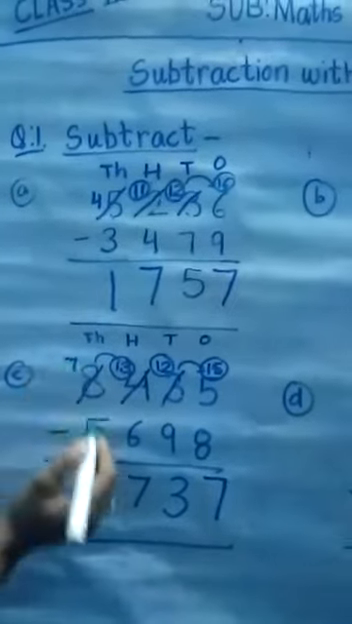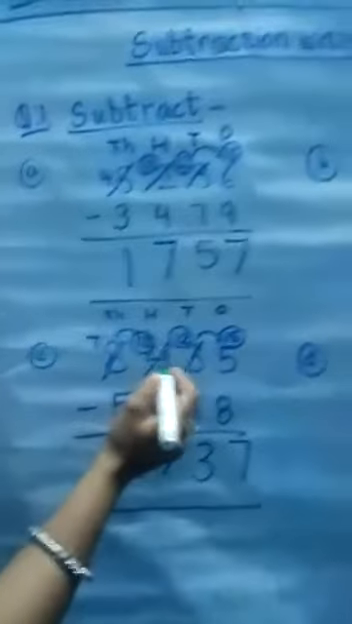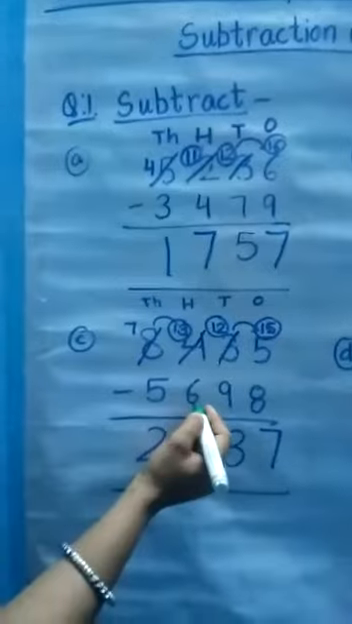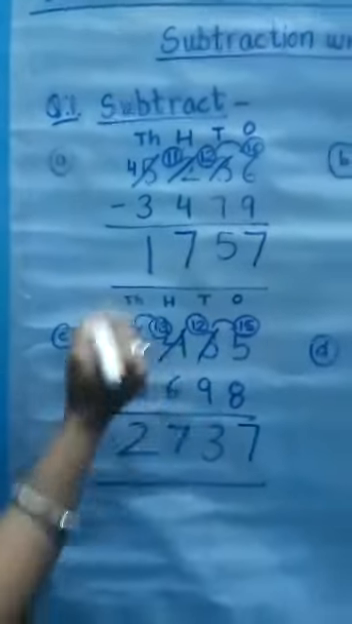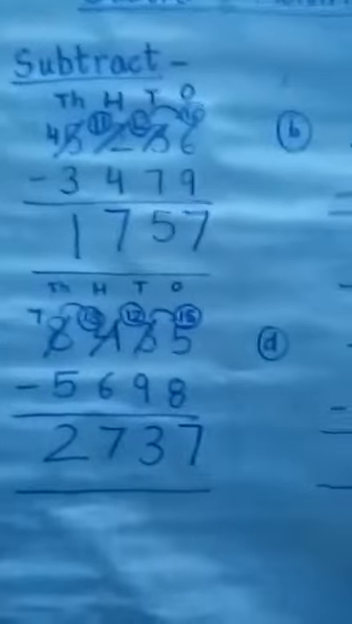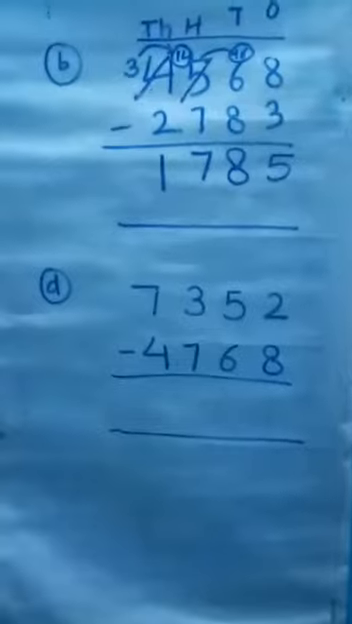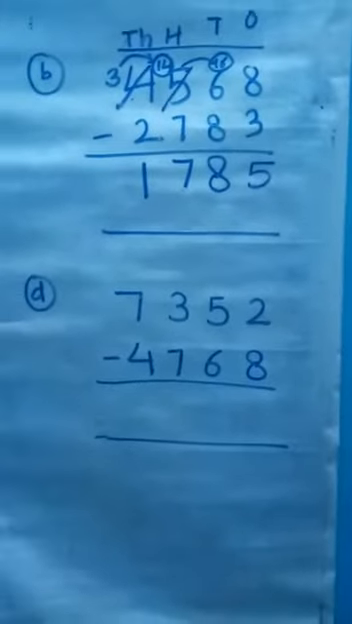The bigger number is here and the smaller number is here, so it is very easy to do. But when the smaller number is at upper place and the bigger number is at lower place, then we have to borrow from the other place value numbers. So look everyone, so the answer is 2737. Now come to the next part. I hope you all understand the concept of this.